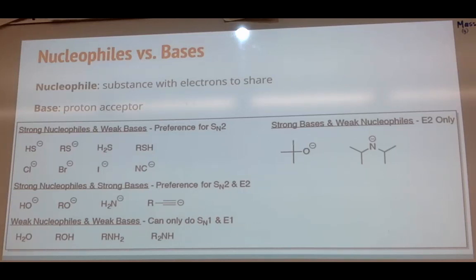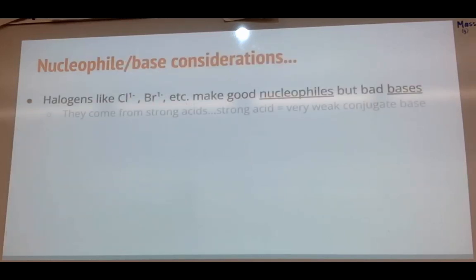So we're looking at all of these different nucleophiles versus bases because your base has to be a proton acceptor. So it has to be likely to accept a proton, an H. So as we go through, we have to look at all of these different considerations.